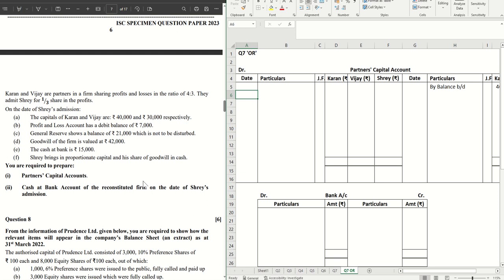Hello guys, welcome back to the next video where we are solving question number 7, the OR question from the ISC Specimen Question Paper 2023.